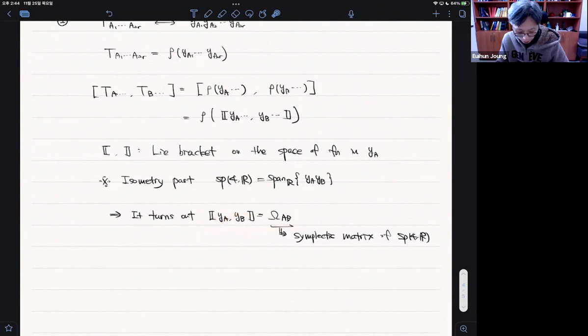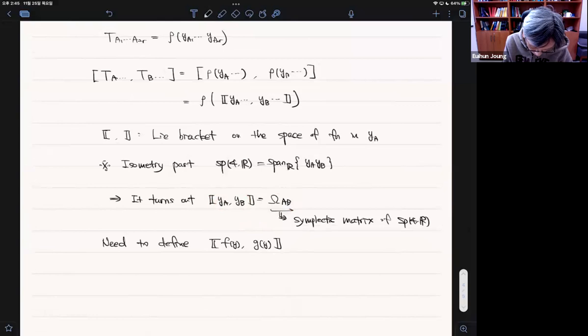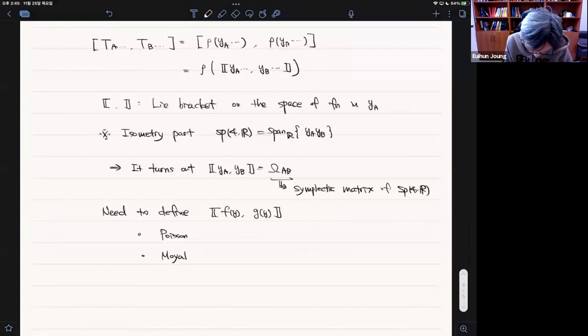So now we know this, but when we need to define it on any functions of y, there are two different possibilities, which have the same property like that. The first one is just Poisson, and the second is what is called Moyal. Poisson is just f(y), g(y), with omega_AB the Poisson bracket.